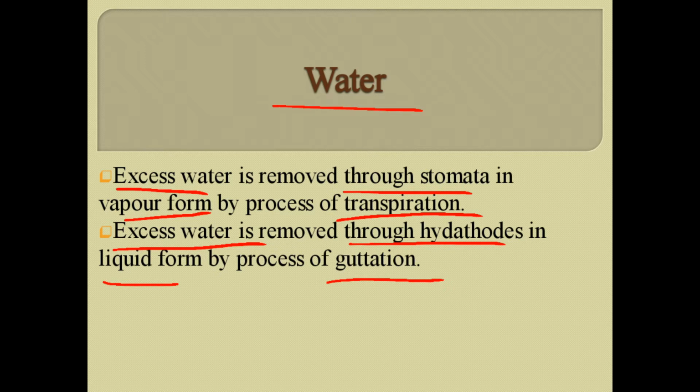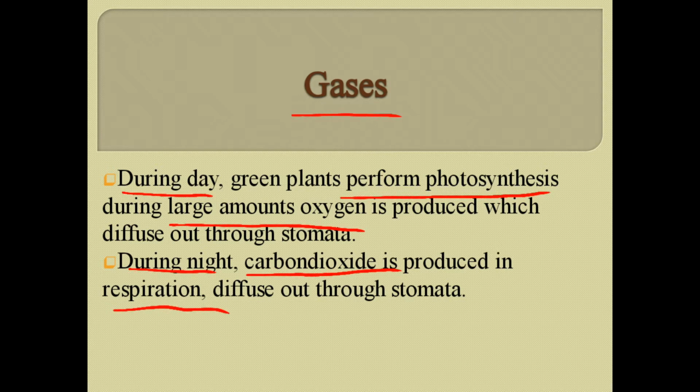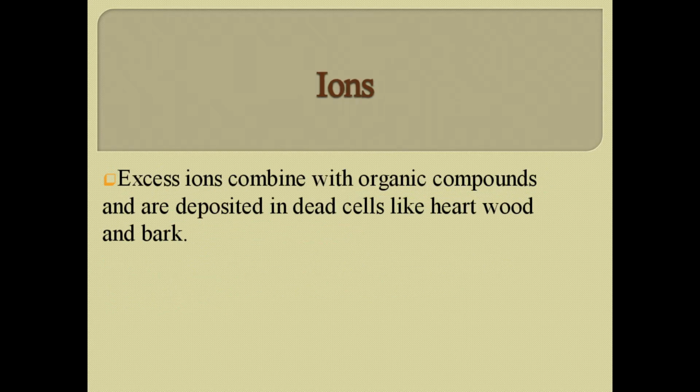Guttation takes place in those plants where more water is taken up into the plant than can be removed by evaporation, and the phenomenon of guttation takes place in mesophytes. Gases: during the day, plants excrete large amounts of oxygen because they perform photosynthesis, and during the night plants excrete carbon dioxide, which is produced in respiration. And also some excess ions combine with organic compounds, and they are deposited in dead cells like the heartwood and the bark.